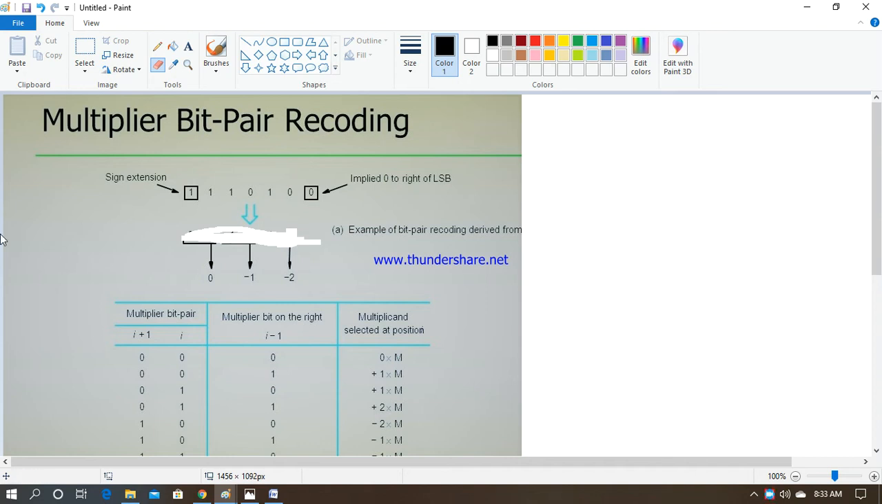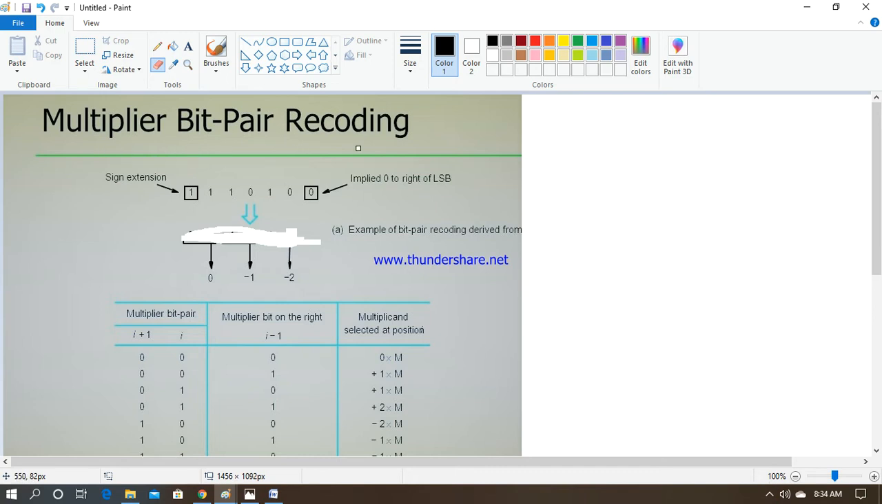The topic we are going to see here is multiplier bit pair recoding. It's a part of fast multiplication, and there are a lot of types in fast multiplication, like carry sum order and so on. Here we are going to see bit pair recoding, and in upcoming sessions we will see the modified bit pair recoding, the modified Booth algorithm also.